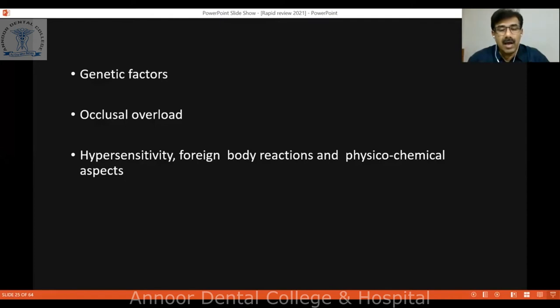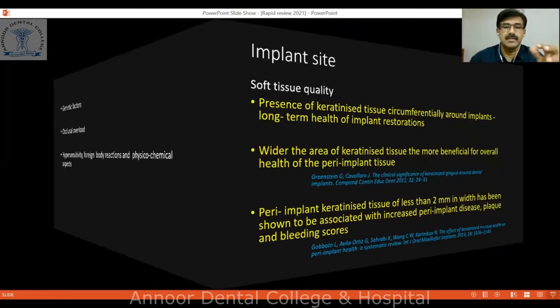And these hypersensitivity, foreign body reaction, and physical chemical aspects are not well documented. A lot of studies have to be done so that they are proven in such a way that they may act as really potent agents in the development of periodontitis and peri-implantitis. So these are the risk factors.